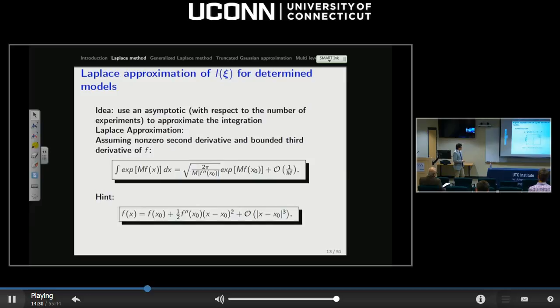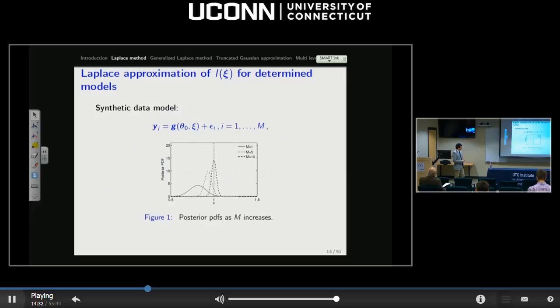And graphically, you can see that there is a concentration of measure. So we have this kind of model, and this is a very simple function. It's a posterior generated by a very simple function. And if you keep doing the measurement, you can see that the posterior starts to concentrate at the true value.